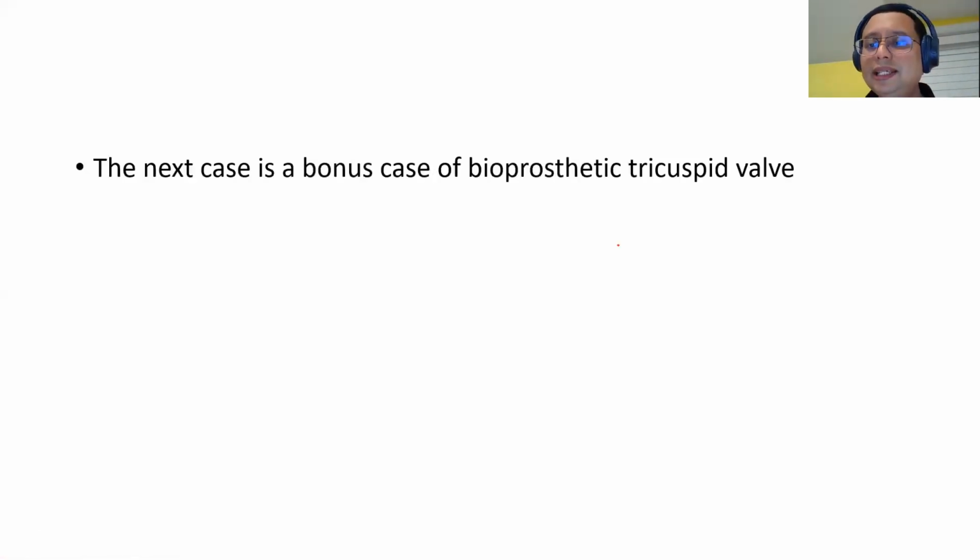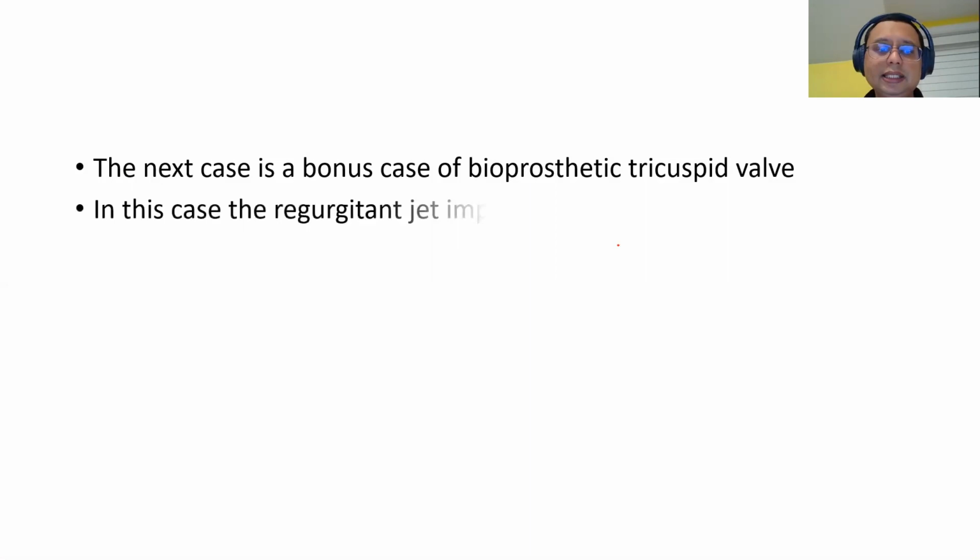So this is a bonus case, okay? So we have talked about aortic valve and mitral valve. We haven't talked about tricuspid valve, but I will give you one nice case of bioprosthetic tricuspid valve. Why is it a nice case? What I like about this case is the patient has perivalvular regurgitation.